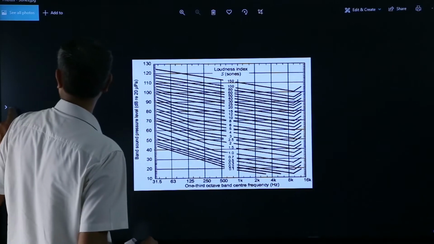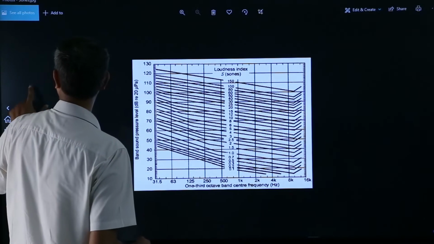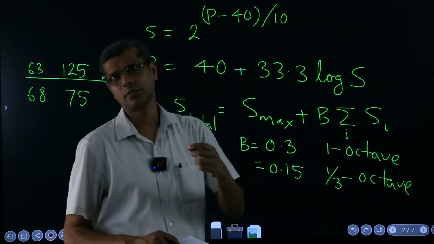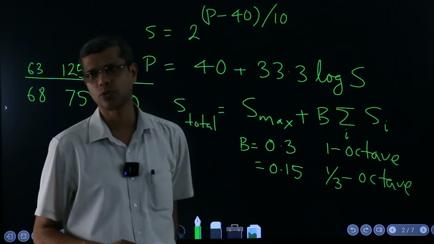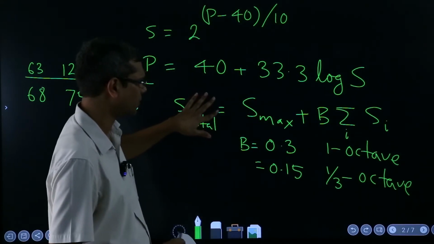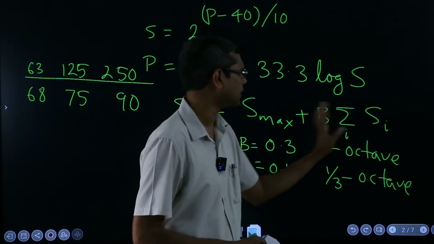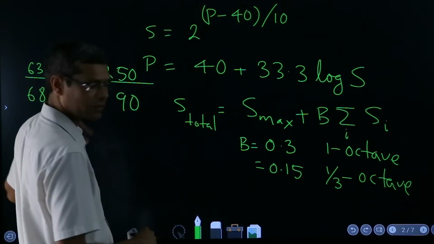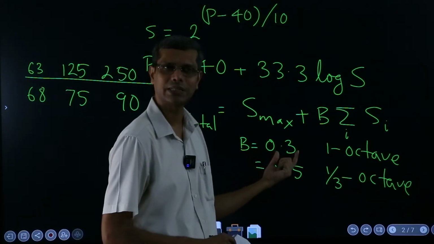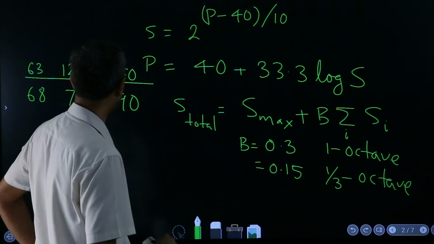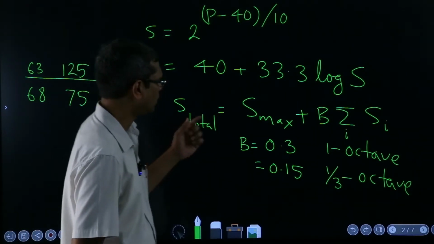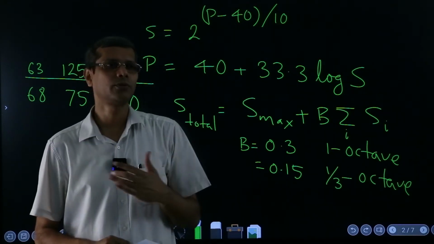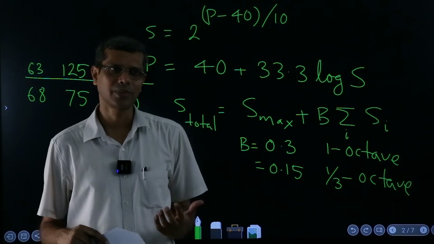But when you add, you must not add the maximum, the band for which you have got the maximum sone value. You have to keep that out of the summation, and all other things you have to add and multiply with this factor. And here we were seeing octave bands, not 1/3 octave bands, so B will be 0.3. So like that you get this value as the total and put it here to get the phone value. That will give you the loudness of the sound as a whole.